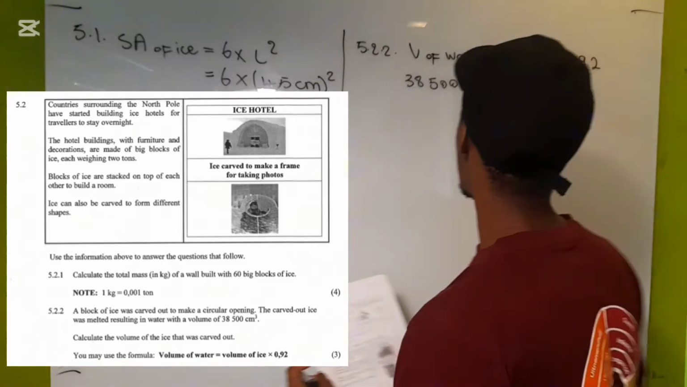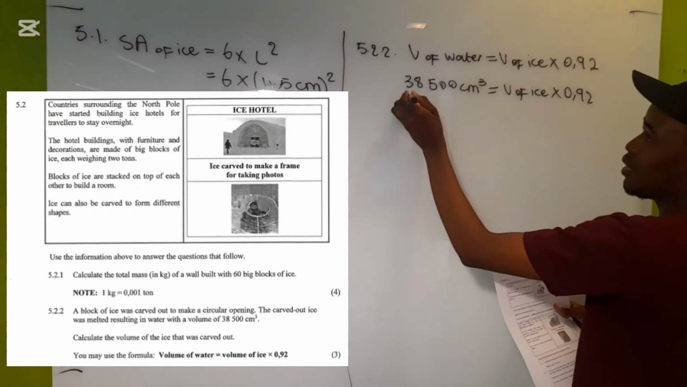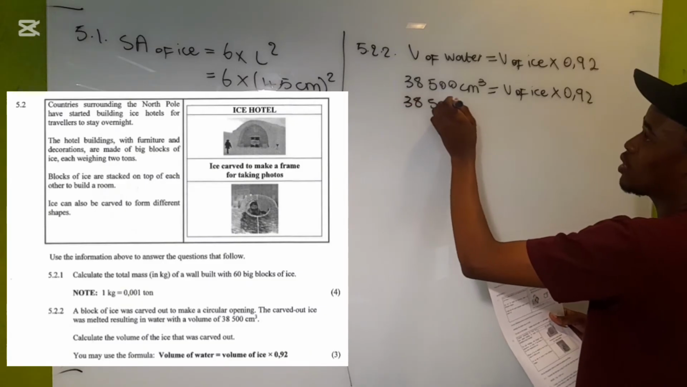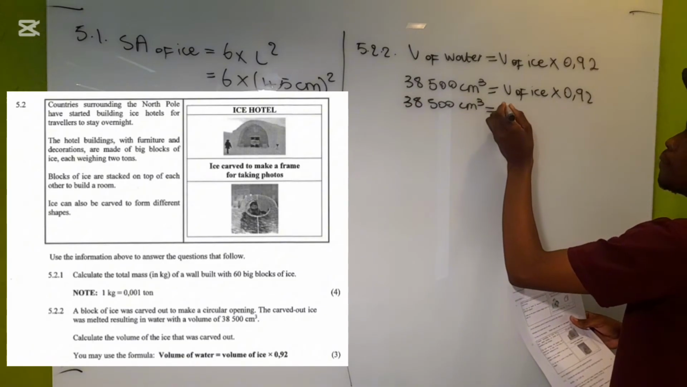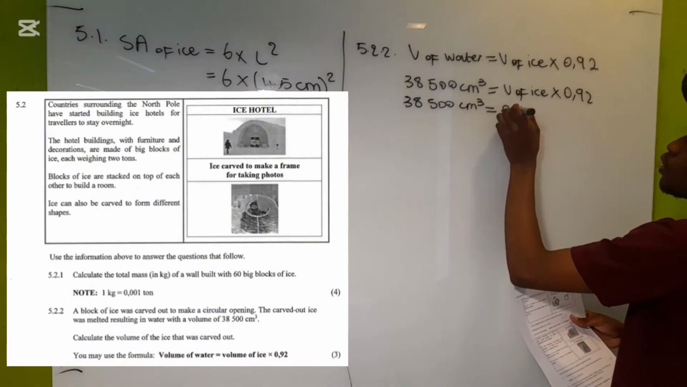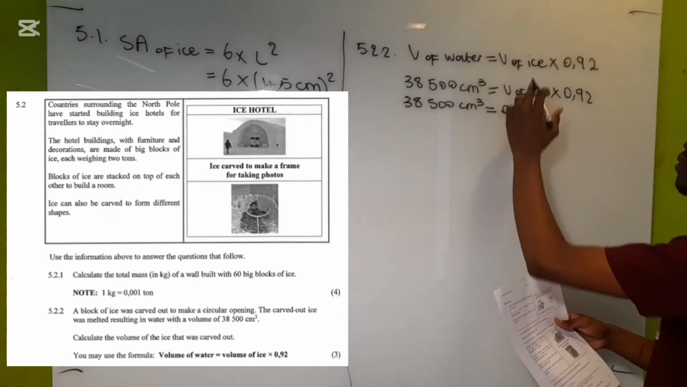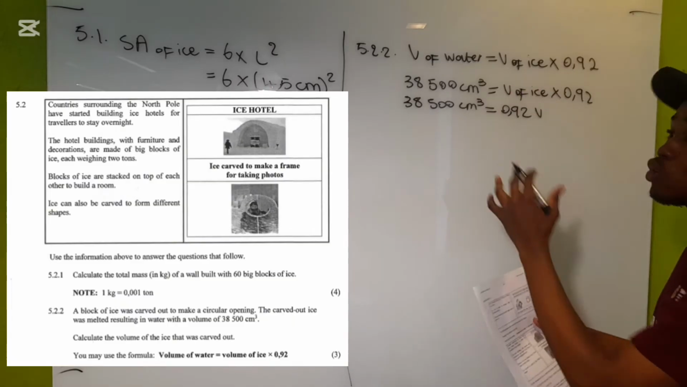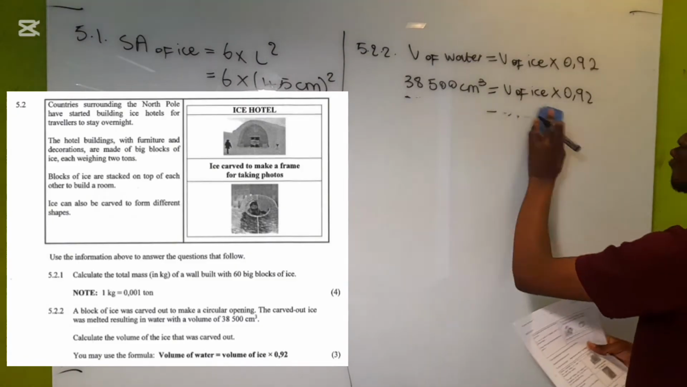Okay, so what we have to do on this side, it's obvious that it's going to be 38,500 cubic centimeters equals 0.92 V. Basically, let's say for instance this V was an X, okay? Or just not to confuse you guys, let me just forget I said that. Just forget I said that.